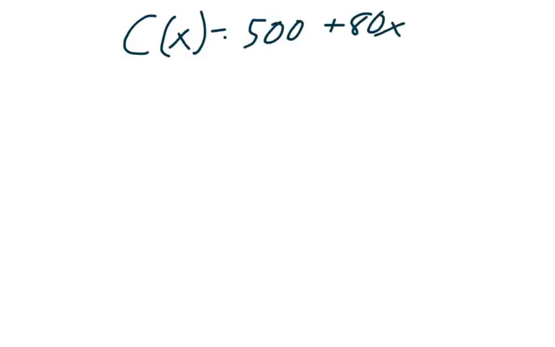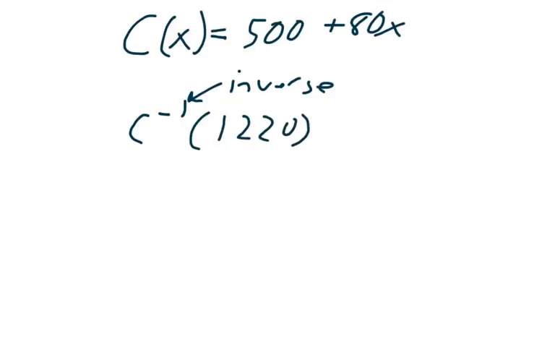Alright, for problem number 6, you can read this, but the private investigator has a cost for X of $500 plus $80 per hour. So when they ask what C negative 1 of $1,220 is, that means the inverse of C, and basically, if I need to write this out in a sentence.